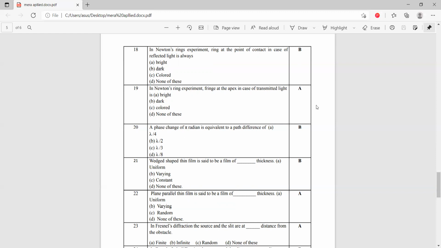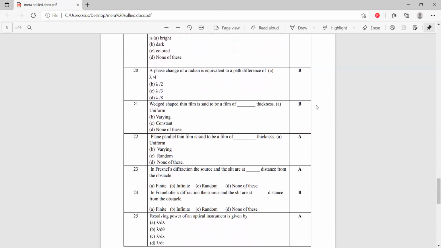Moving on to question number 20. A phase change of pi radian is equivalent to a path difference of, complete the sentence. Option A, lambda by 4, option B, lambda by 2, option C, lambda by 3, and option D, lambda by 8. So the correct answer is lambda by 2. That is option B. Moving on to question number 21. A wedge-shaped thin film is said to be a film of dash thickness. A, uniform, B, varying, C, constant, and D, none of these. So the correct answer is B, varying.